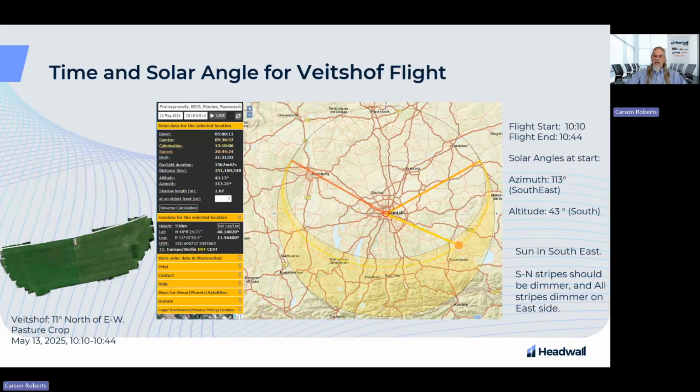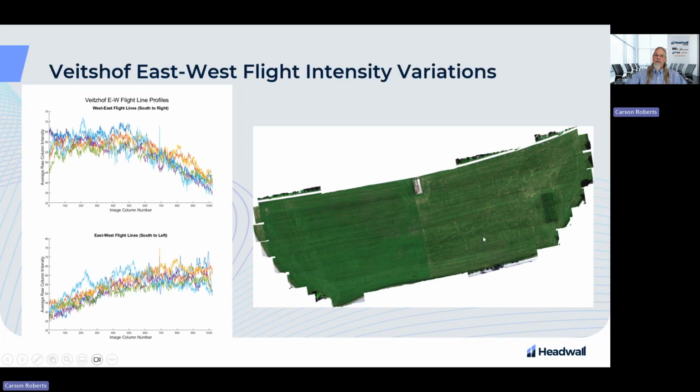And then here's another one approximately east-west, and this one again, the sun was in the east. So let's look at that. So that last one, this east-west, the sun was in the east, and it sure looks like the south on both sides is dimmer. Okay, and that's what we said, because the sun is in the south, the leaves are going to be pointing towards the south. They're also going to be pointing towards the east. And so we would expect that south side to be dimmer.